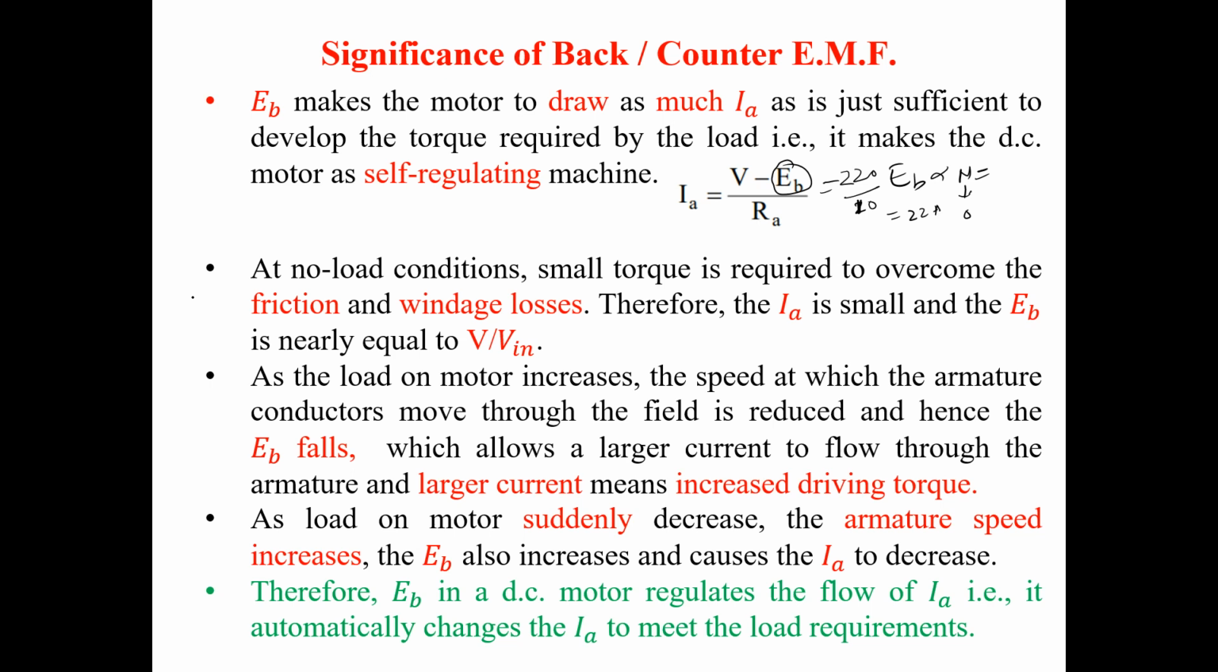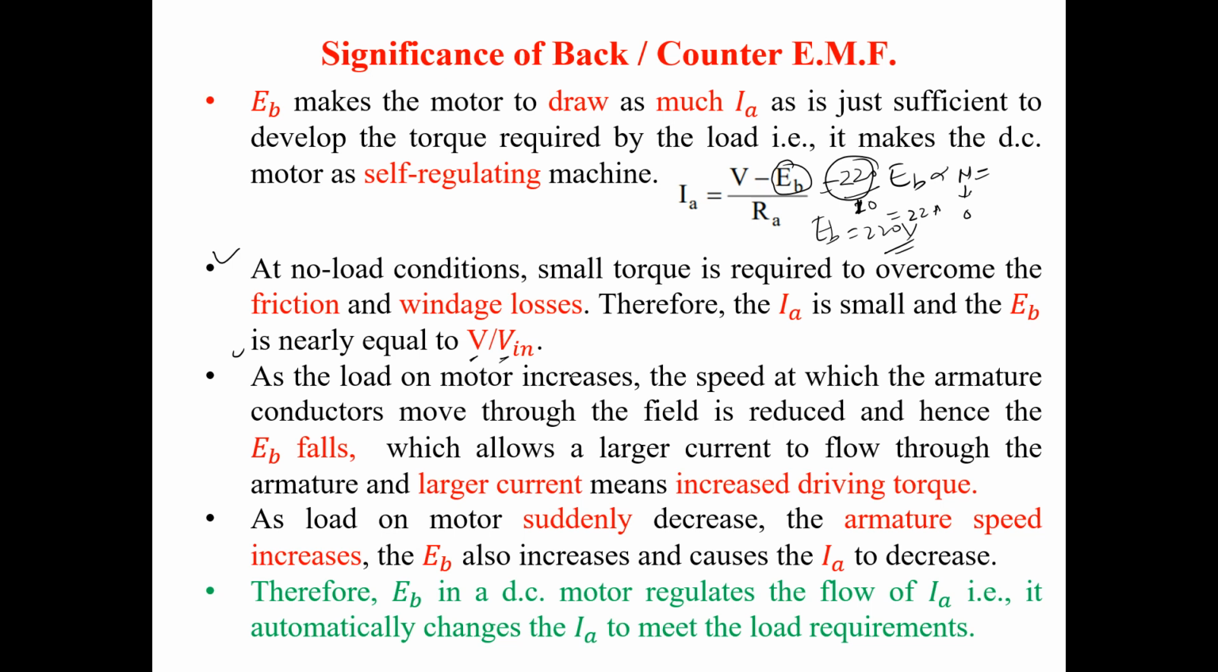Then we take two conditions for study. The first condition is the no load condition. That means the motor is running with no load on it. At no load condition, small torque is required to overcome the frictional and windage losses, as we know. Therefore IA, the armature current, is small and EB is nearly equal to V, the input voltage. For the light loaded condition, EB is approximately equal to V. For example, if the input voltage is 220 volt, EB is approximately equal to 220 volt at that condition. If it is 220, then the current is very small.